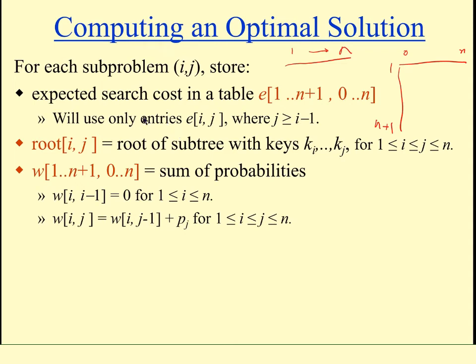Because we only use the entries E[i, j] where j is larger or equal to i minus 1, that means at least one less than i, so that i to j is in the front. And then when we search E[i, j], we also want to save the root node, because that will be important for us to reconstruct the solution.